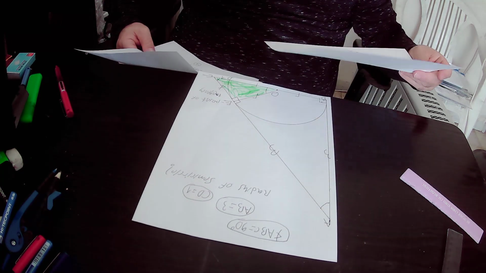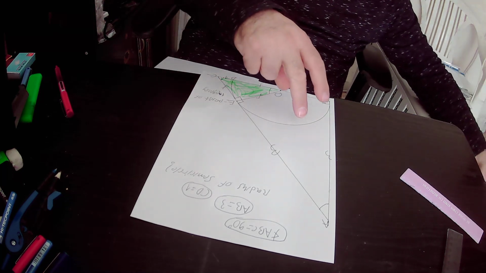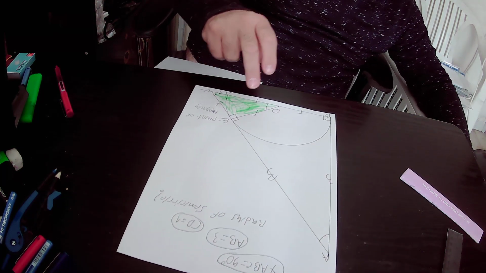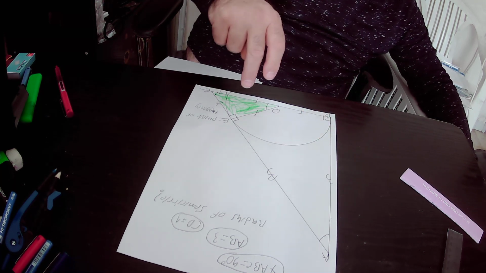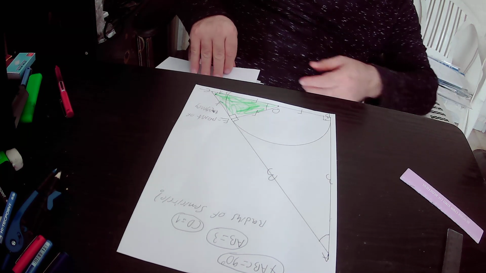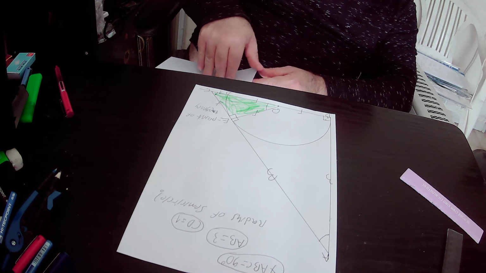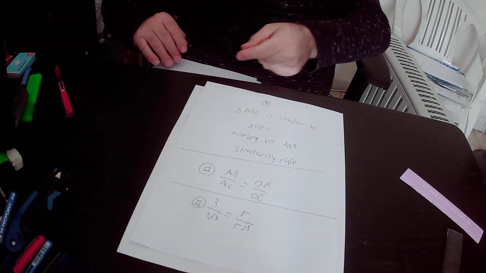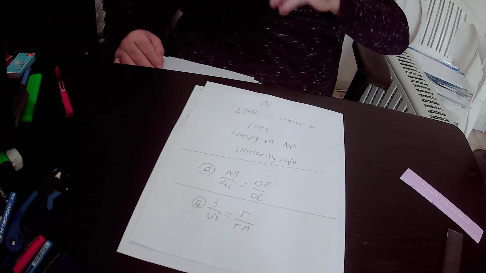So we actually proved that all three angles of triangle ABC are equal to all three angles of triangle OEC. Therefore, we proved that triangle ABC is similar to triangle OEC according to the angle similarity rule. Okay? We proved that triangle ABC is similar to triangle OEC according to the angle similarity rule.